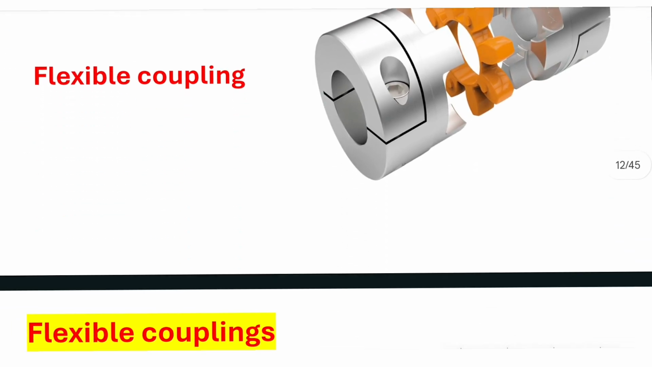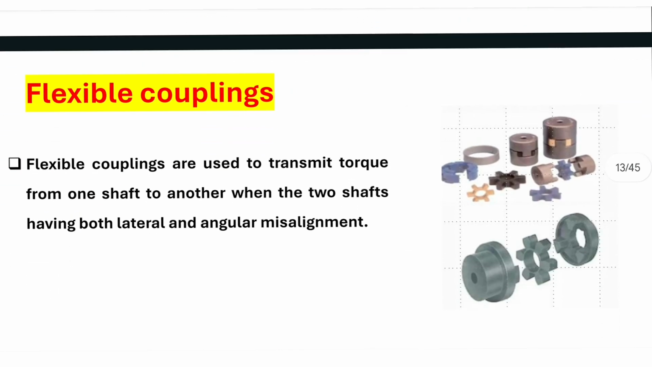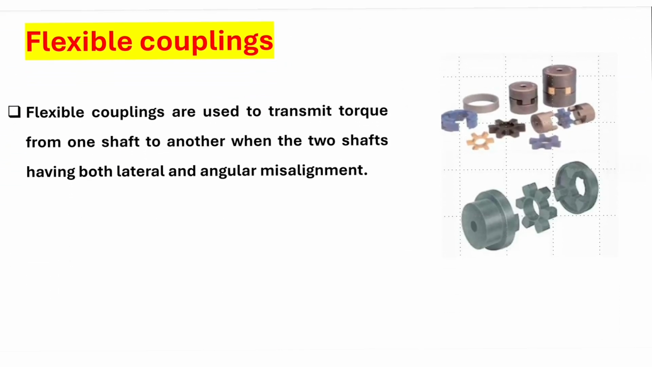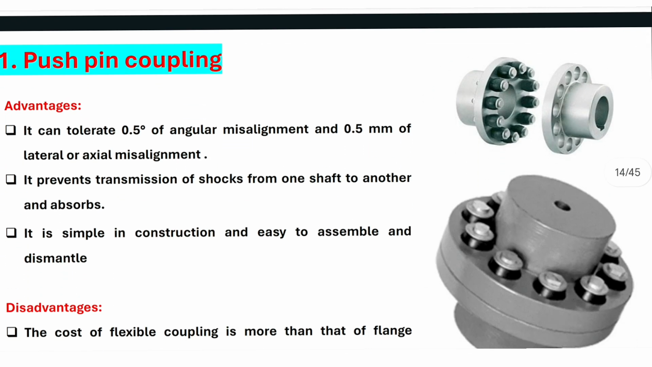Okay, next is flexible coupling. Let's see the flexible coupling. Flexible couplings are used to transmit torque from one shaft to another when the two shafts have both lateral and angular misalignments. Okay.